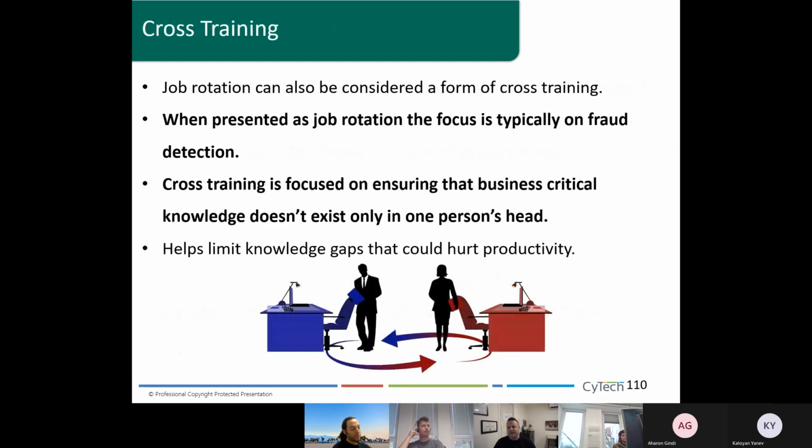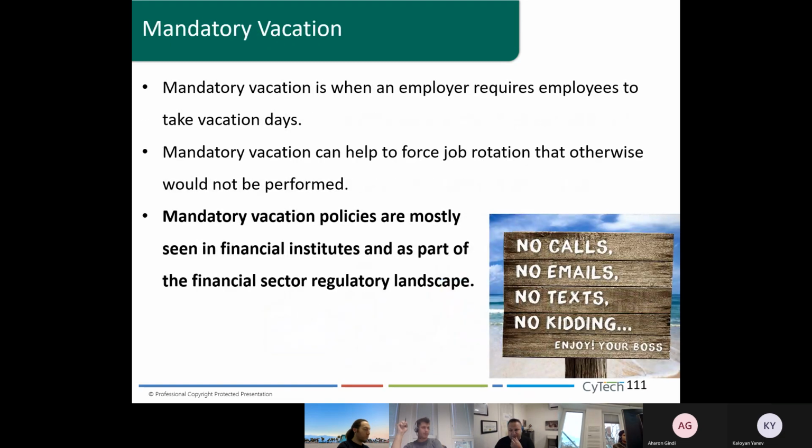All right. We talked about rotation of duties in the previous chapter, and here we call it cross-training. It's the same thing, okay? Job rotation can also be considered a form of cross-training. Again, this cross-training creates availability, but it also can help us detect fraud. And the next couple of controls that we're going to talk about are for fraud prevention and detection. So cross-training and job rotation help with fraud detection.